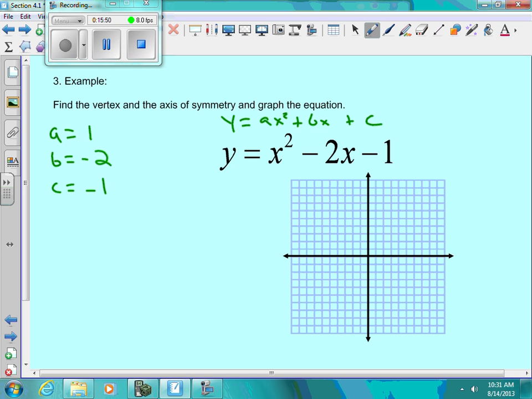So we identify our a, b, and c. Before we even graph this, before we even put it in our graphing calculator, we should conclude what direction this graph opens. Does it open up or down?